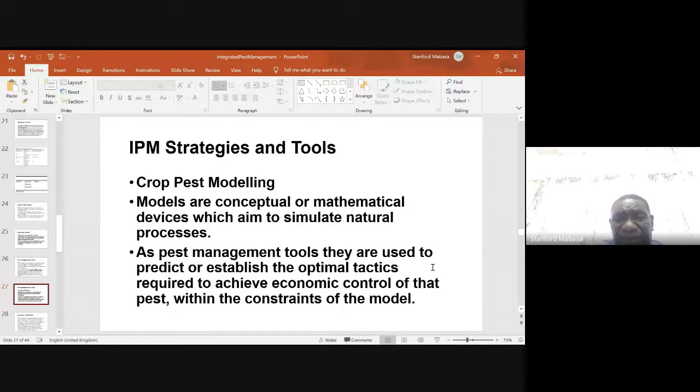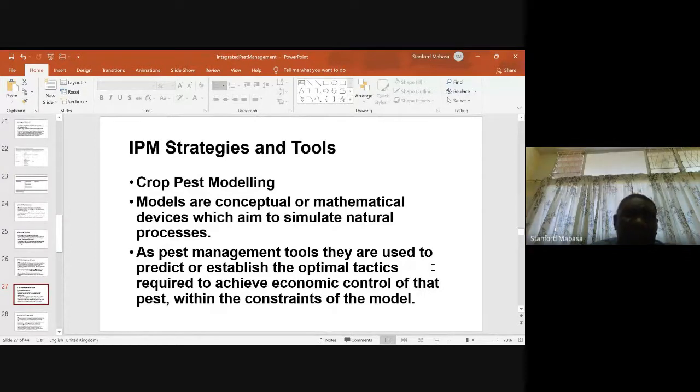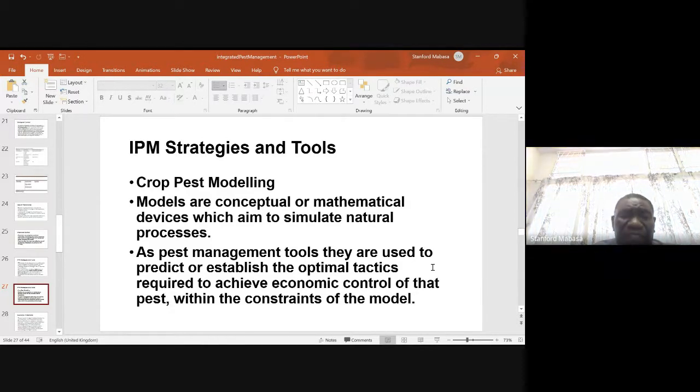So as pest management tools, they are used to predict or establish the optimal tactics required to achieve economic control of the pest within constraints of the model. So the model will tell you when the pest will do most of the damage and when are we likely to come in with an intervention to control the pest. So we'll talk about some of these models which are used in insect pests, which are used for diseases and weeds later on in detail.